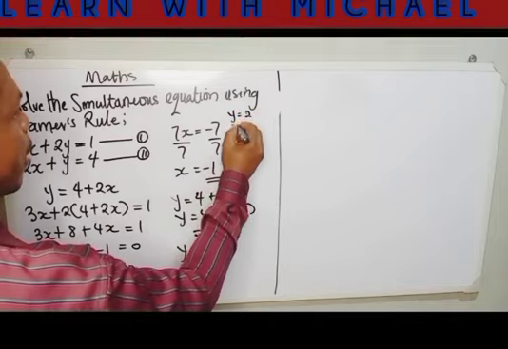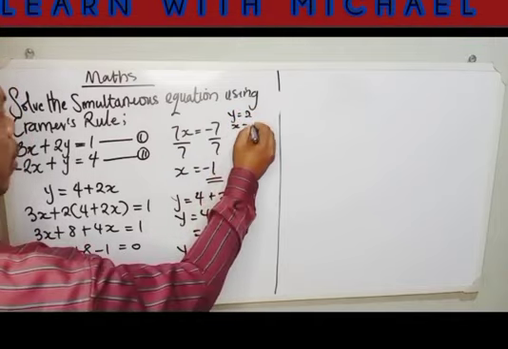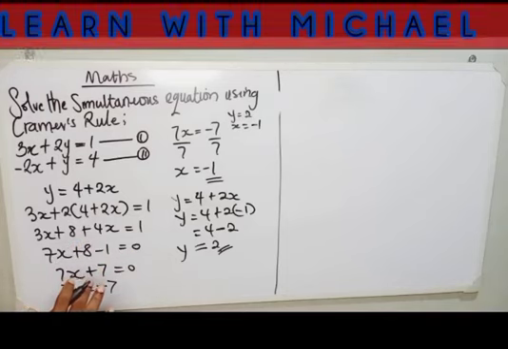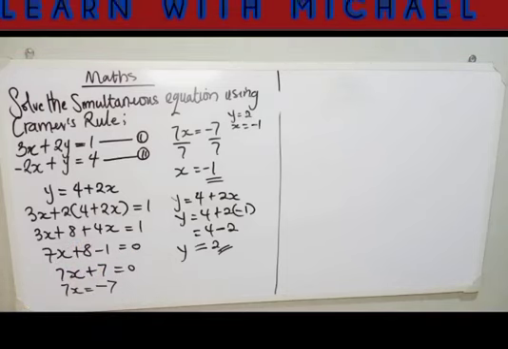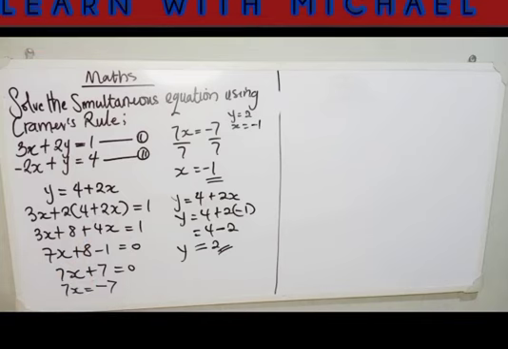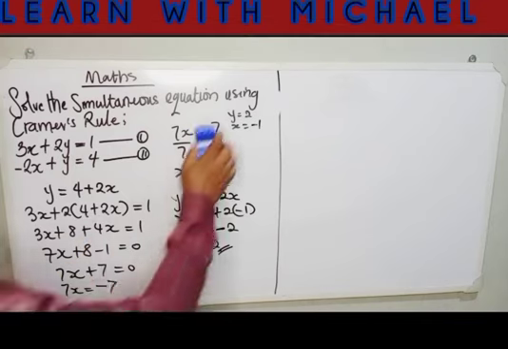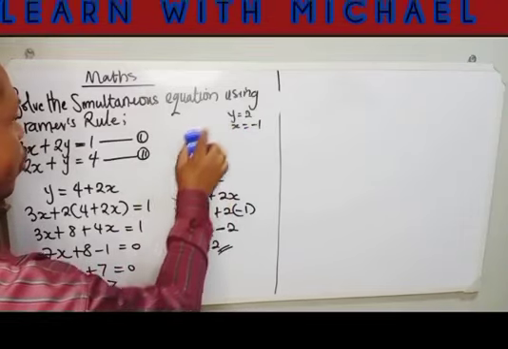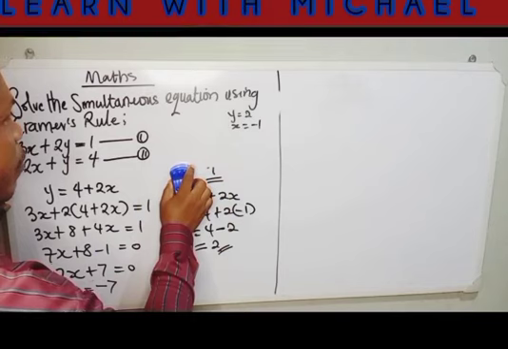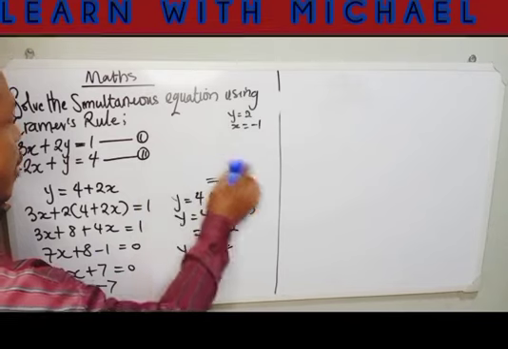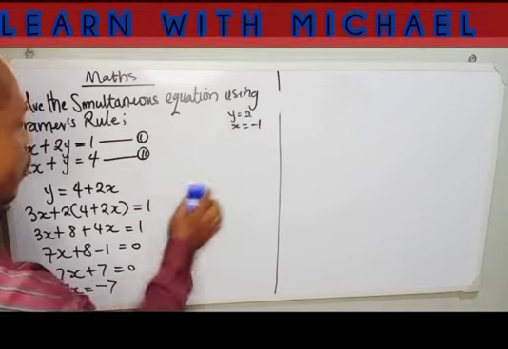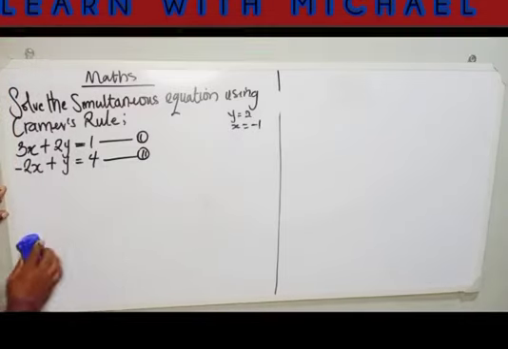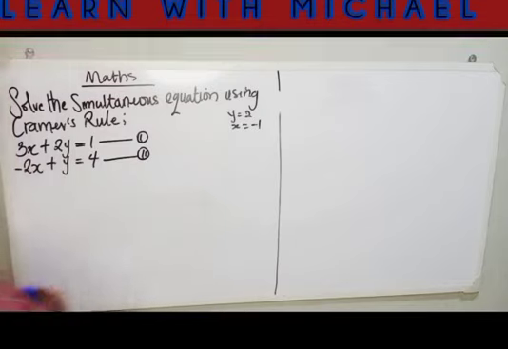My y is 2, my x is minus 1. This is the substitution method of solving this particular simultaneous equation. I would like us to use Cramer's rule. I'm going to rub the board and also use Cramer's rule to solve this particular equation, please. And I would like you to pay very close attention to that.